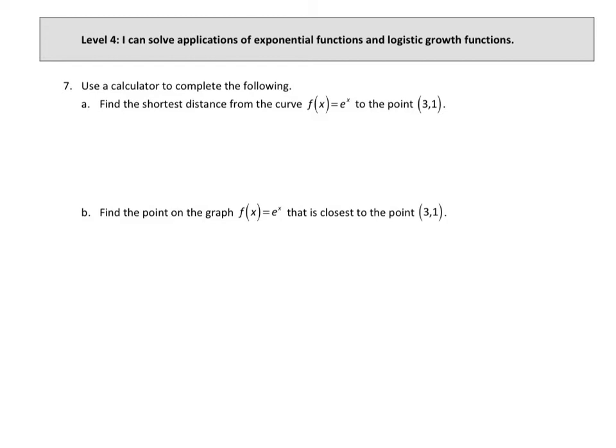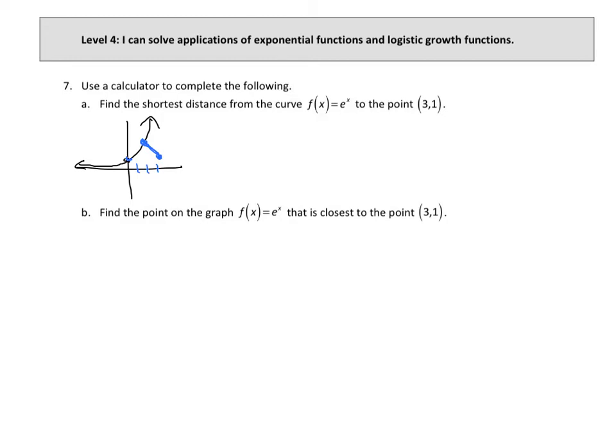So, the way this works is it's asking if we have the curve f of x equals e to the x, which looks something like this. My y-intercept at 1. We're trying to find the shortest distance from this curve to a point 3, 1. So 1, 2, 3, up 1, about there. And if I draw a little segment to the graph to make it as short as possible, it might look something like that. And I'm trying to find that shortest distance.